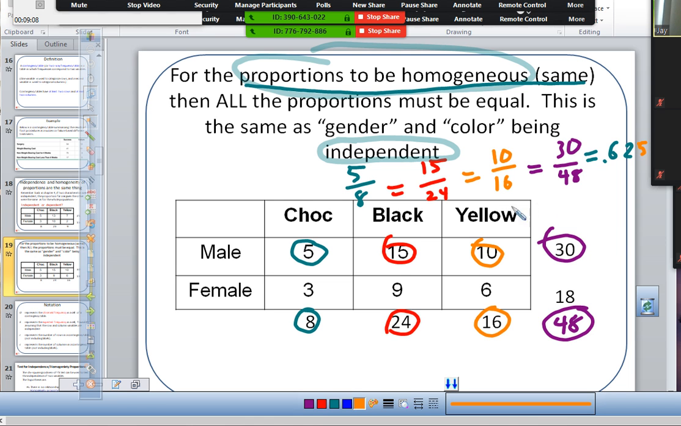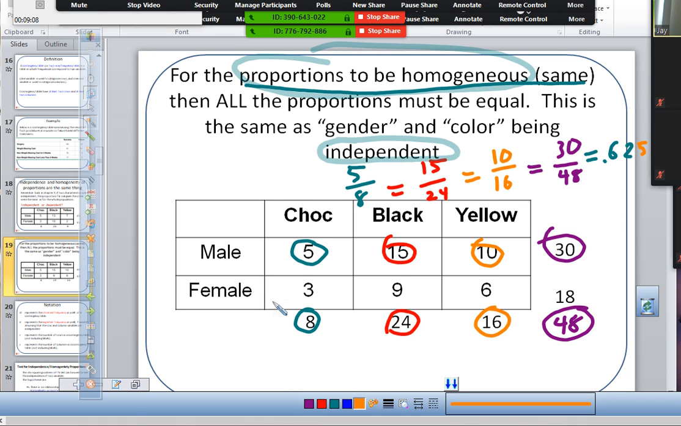So that's the question. Are all the proportions the same, equal? In other words, are the proportions homogeneous? And if they are, then they're independent. Then we would say that gender and color are independent of each other.